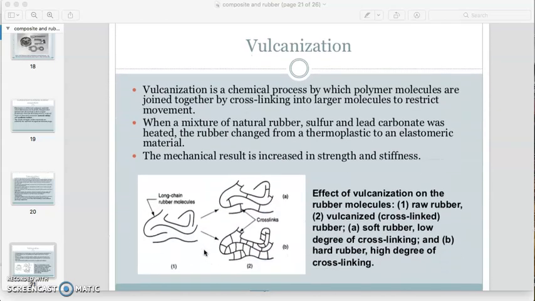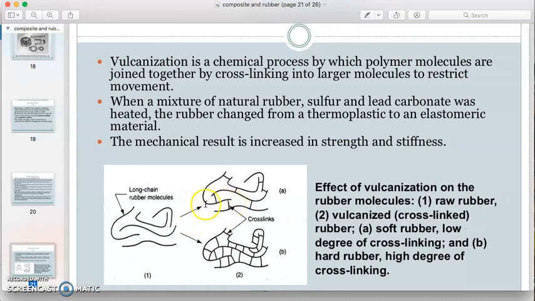Okay, vulcanization is an important process involved in rubber processing. Vulcanization is a chemical process by which polymer molecules are joined together by cross-links. So many polymers are joined and linked by cross-links, producing a large molecule that restricts the movement of the rubber. Then adding sulfur and lead carbonate will change the thermoplastic properties to elastomeric materials, and the mechanical result is an increase in strength and stiffness. The figure shows how the crosslink is developed. Vulcanization will develop the crosslink between the mers.